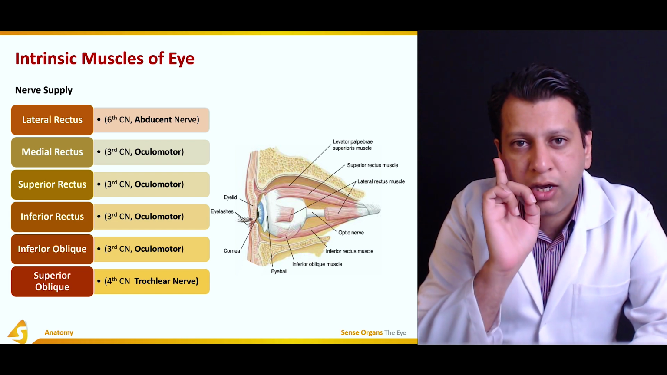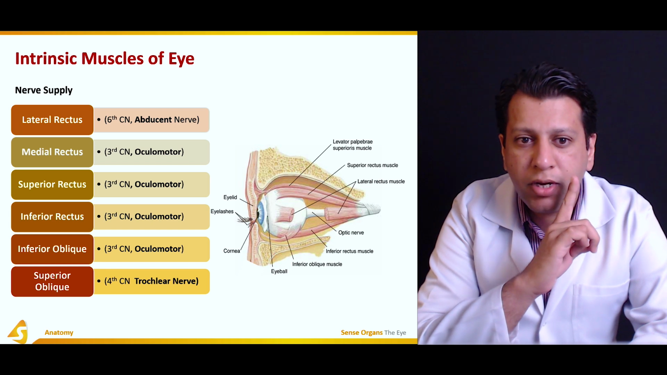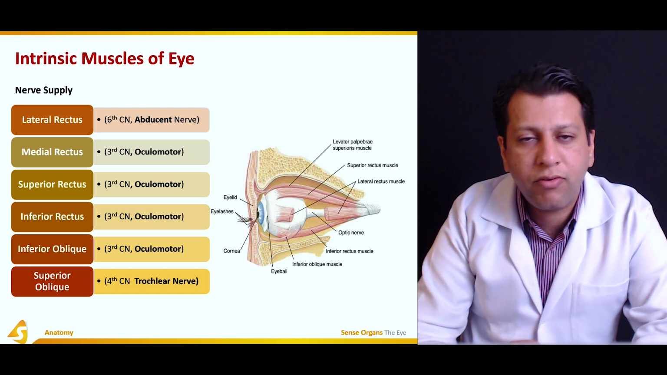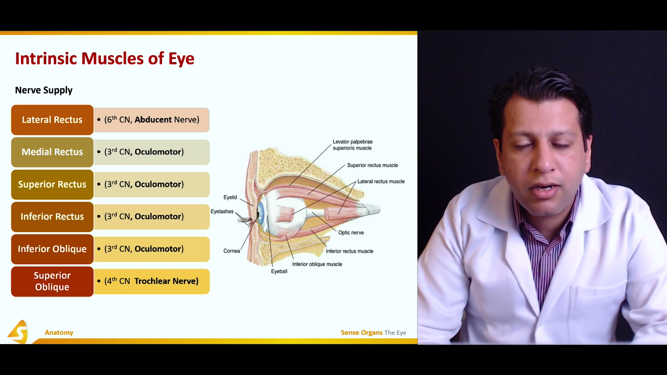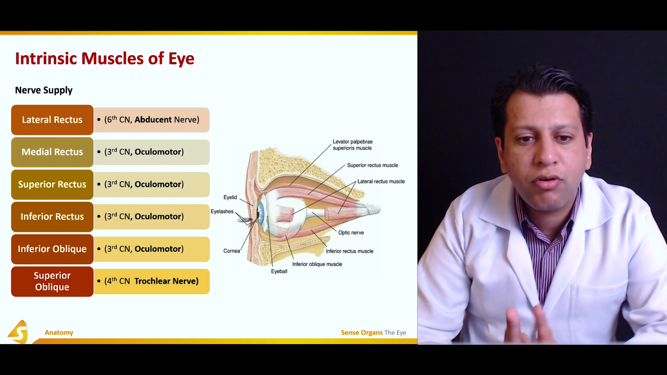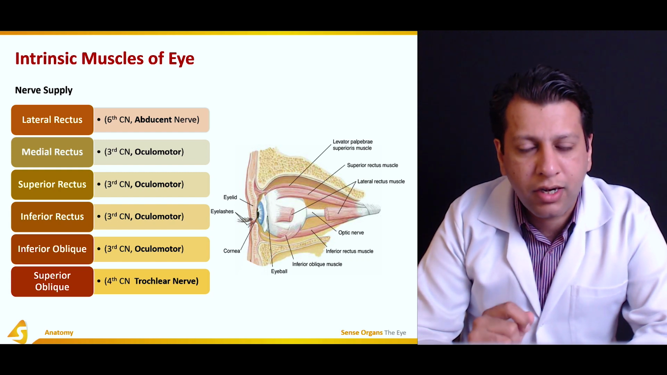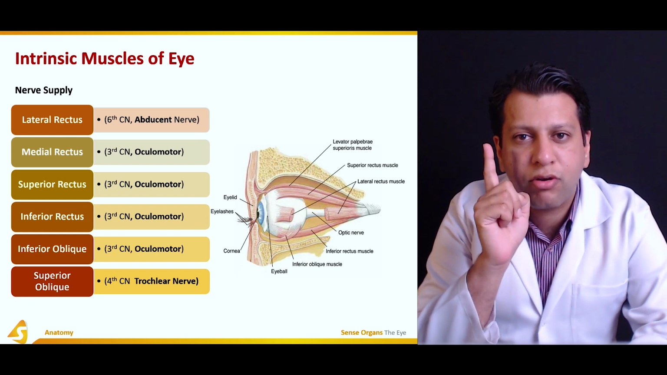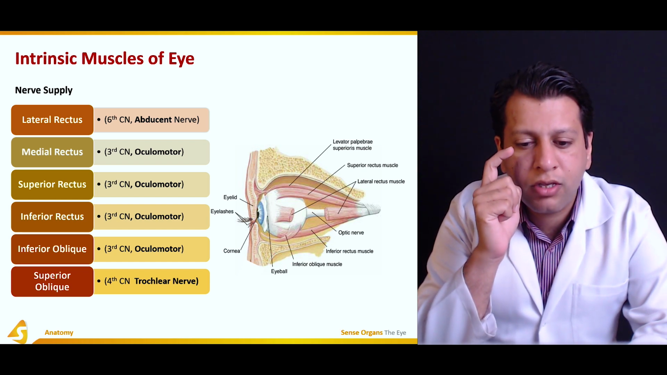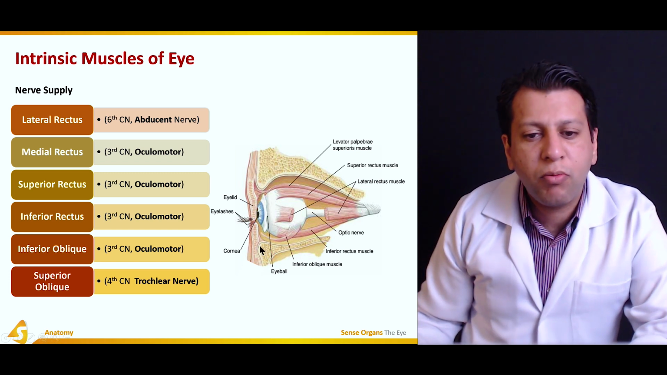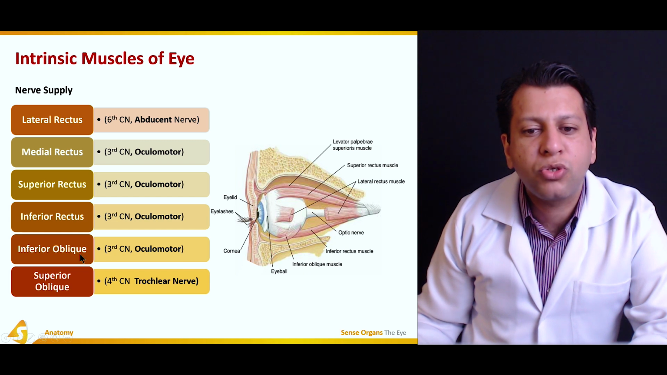If I want to move my eyeball medially, that will be a function of medial rectus. Superiorly would be the superior rectus, inferior would be inferior rectus. Now, lateral rectus is supplied by the abducent nerve, and the other 3 recti are supplied with the oculomotor nerve. But the function of the obliques is slightly different. If I want to see superiorly and laterally, that will be the function of inferior oblique. And if I want to see inferiorly and medially, that will be the function of superior oblique. And superior oblique is supplied by the trochlear nerve.